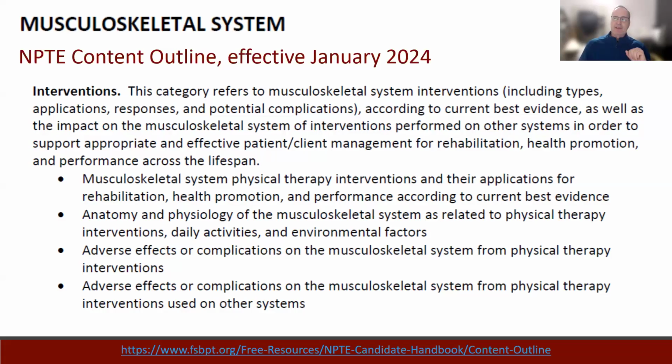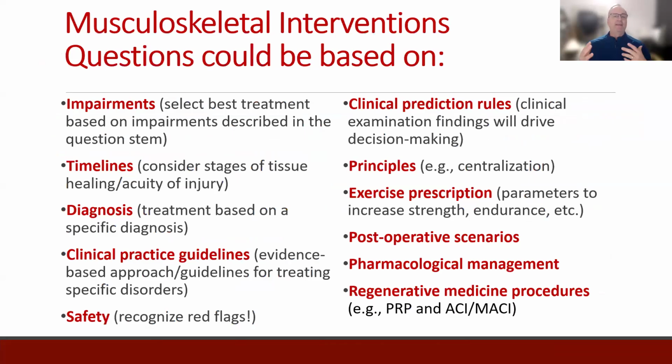But because it's generic, I brainstormed a little bit. I was thinking, what could the musculoskeletal interventions questions on the NPTE be based on? They could be based on impairments, right? In the question stem, there's a description of a patient and some specific impairments that are listed. Those will probably be pretty straightforward. We just have to think, okay, they're talking about these impairments, this is what I need to address in terms of the answer choices, or whatever the correct answer choice is going to be.